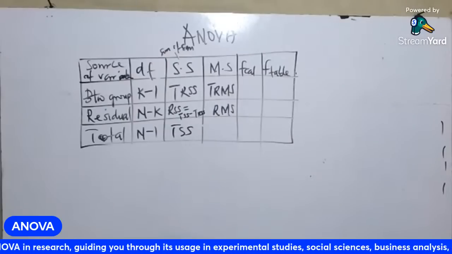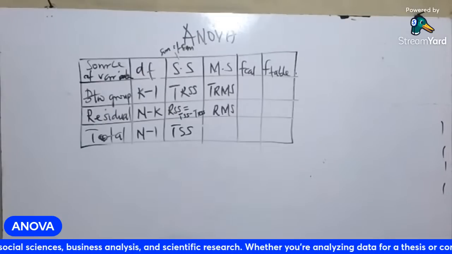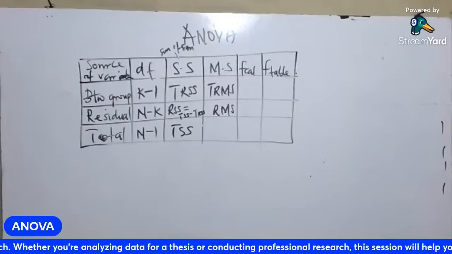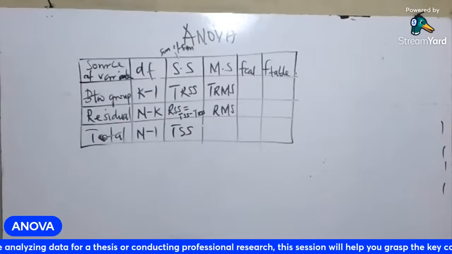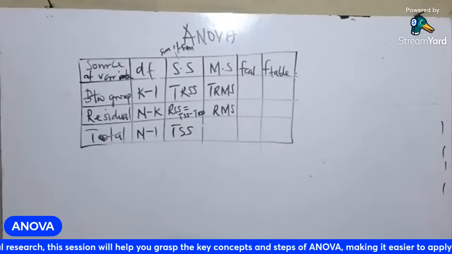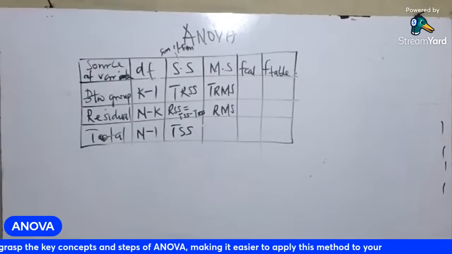What did they mean by TRSS? The TRSS means the treatment sum of the square. That's the meaning of TRSS, treatment sum of the square. Let's move away from there.